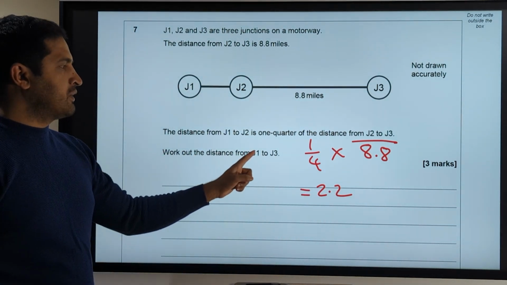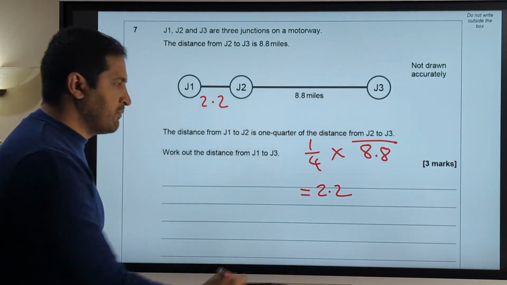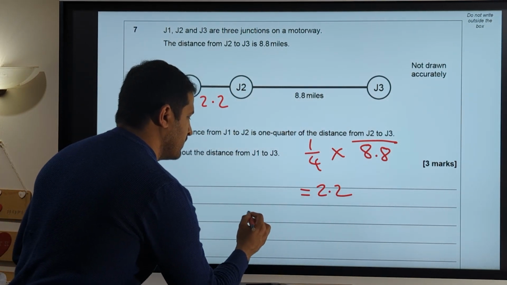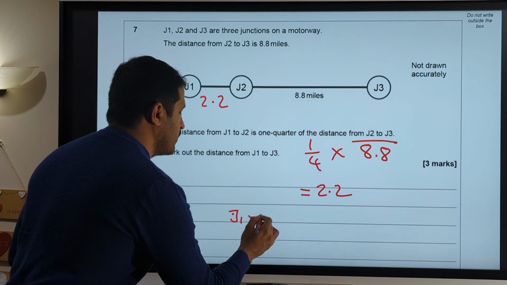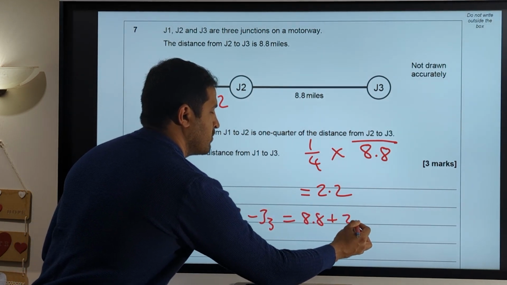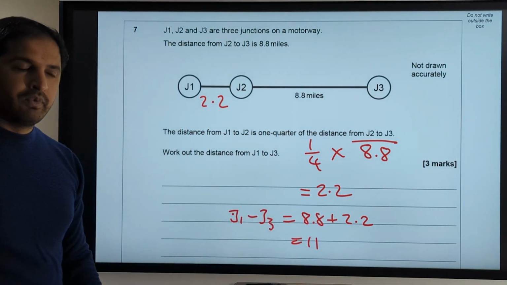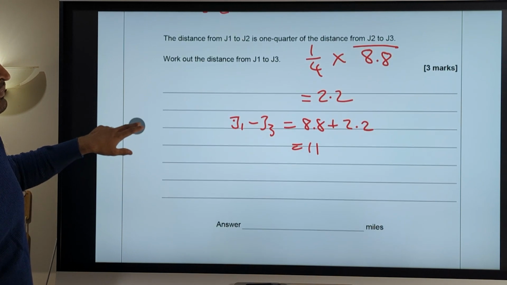Now work out the distance from J1 to J3. So this is your 2.2 mile plus 8.8 mile. So we need to write that down. The total distance J1 to J3 is equal to 8.8 and 2.2, which gives you 11. And that's your third mark, getting 11.